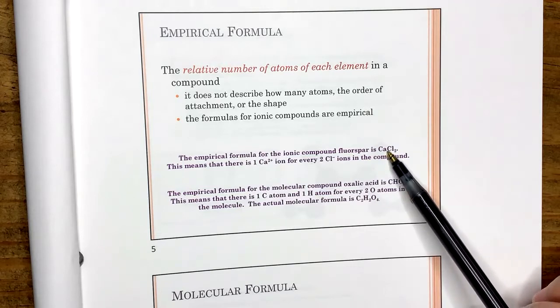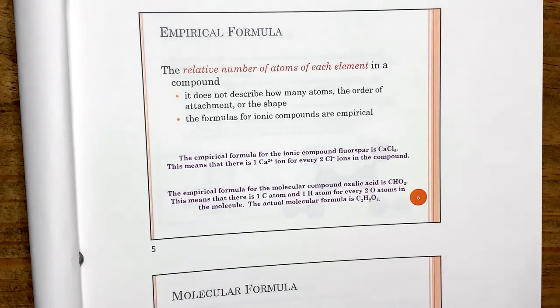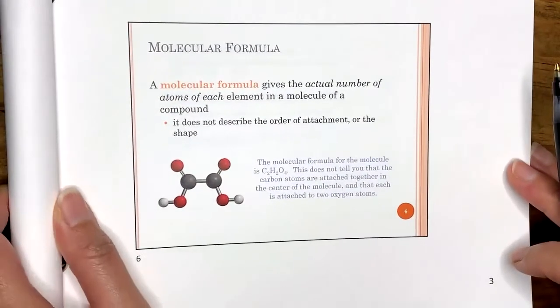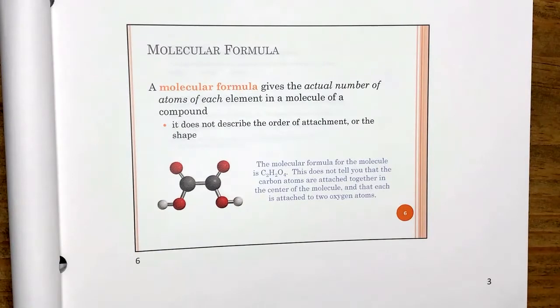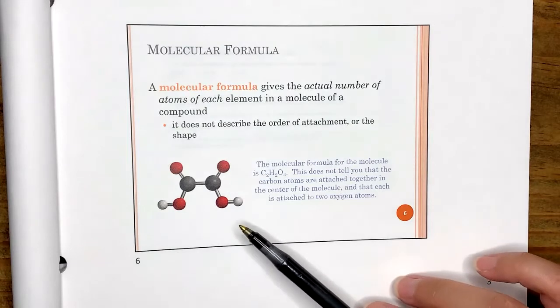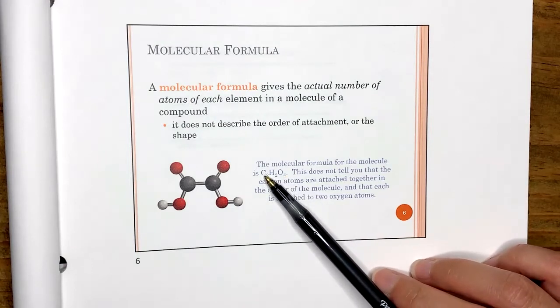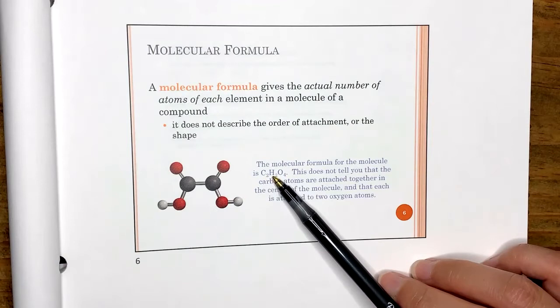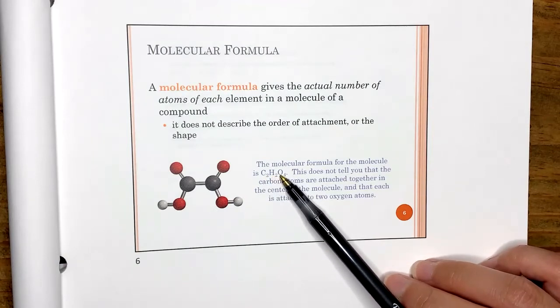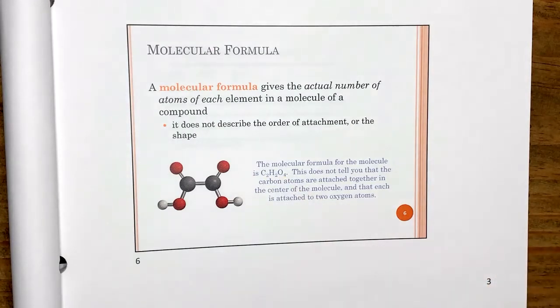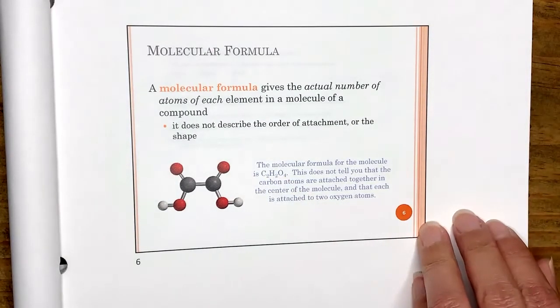So empirical formula for an ionic compound, CaCl2 here, means every time there's a calcium ion, there's going to be two chloride ions paired with it. So empirical formula is the simplest ratio. Molecular formula tells you the actual number of atoms. In this case, we just talked about oxalic acid, which was C2H2O4. It tells you there's going to be two carbons, two hydrogens, and four oxygens in one molecule. But it doesn't exactly tell you how they're connected together. To see how they're connected together, you need a structural formula, okay?